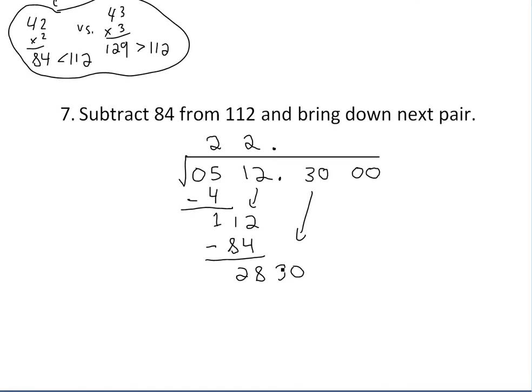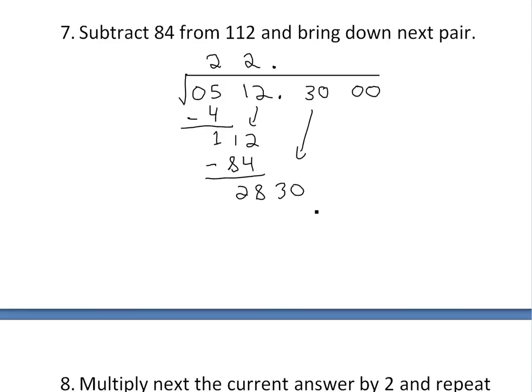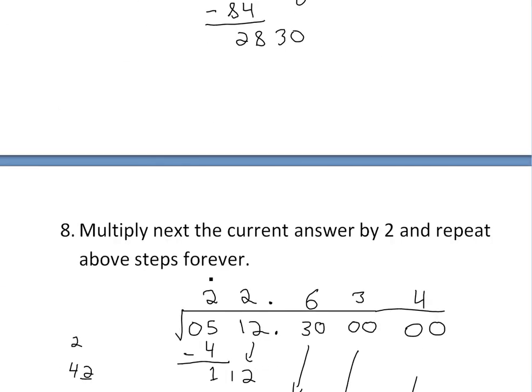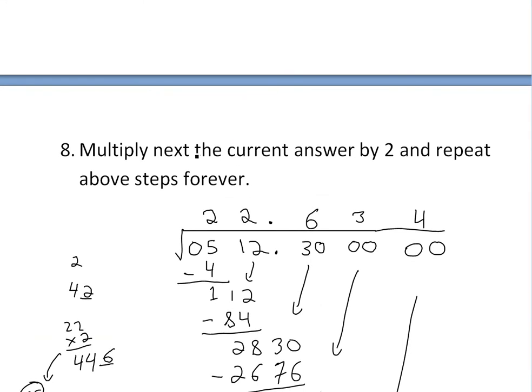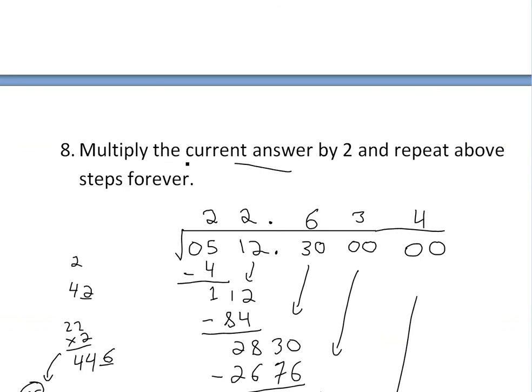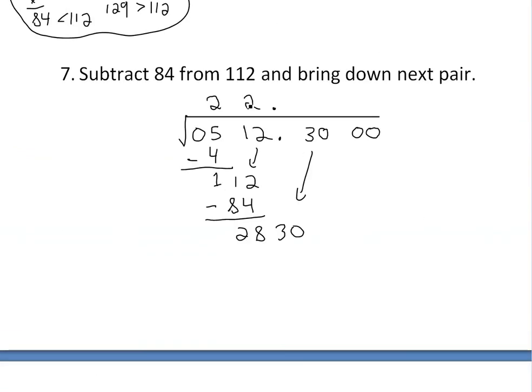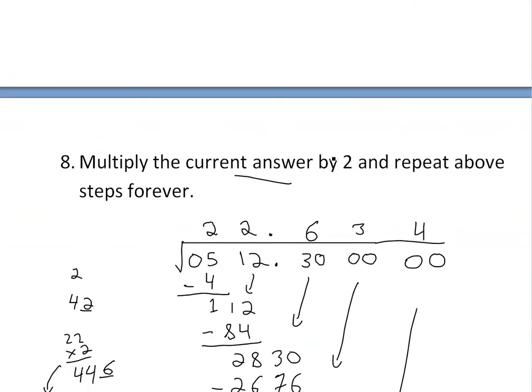Bring this 30 down, so we have 2, 8, 30. And now the next step, step 8, is basically to multiply the current answer, which is 22, because that's our current answer, by 2, and repeat the above steps forever.